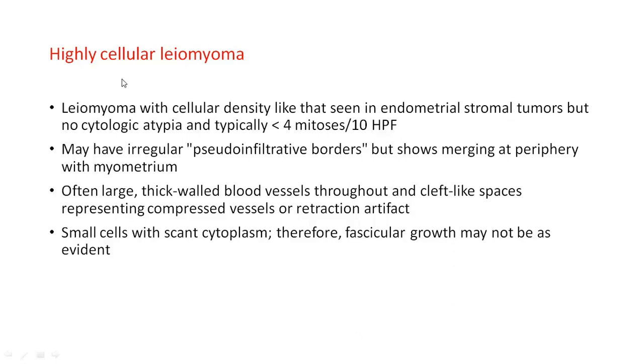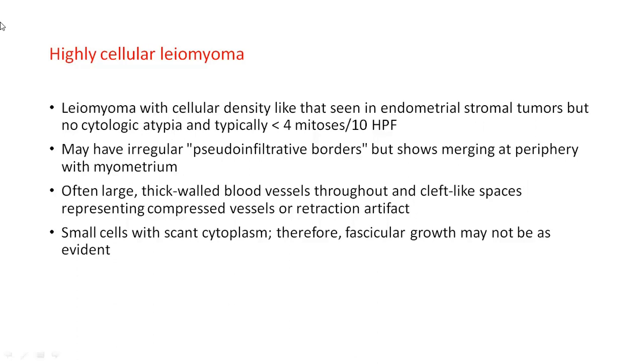Focusing on the highly cellular leiomyoma, by definition, it has a high cellular density which possesses no cytological atypia, and if there is mitosis, it should be less than 10 mitoses per 10 high power fields. They may have irregular pseudo-infiltrative borders, but they commonly show a margin, which means we can have a conventional leiomyoma in one portion, and a highly cellular leiomyoma next to it. So we can make a clear distinction.